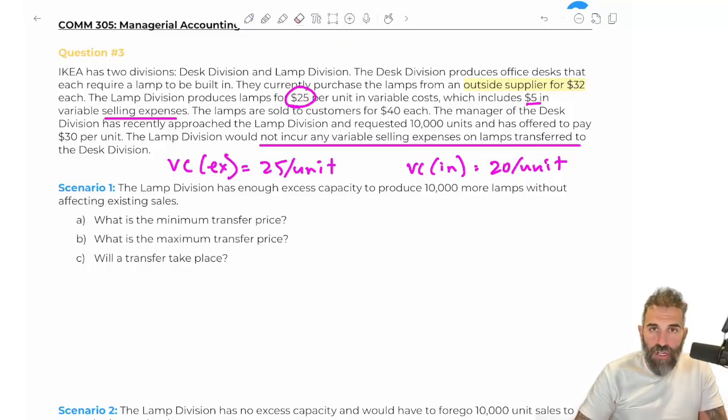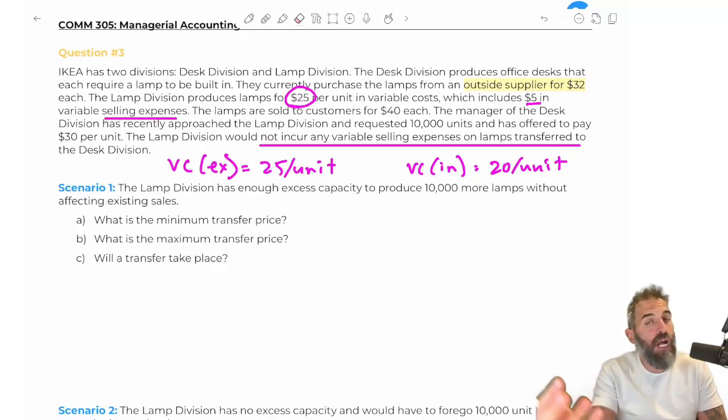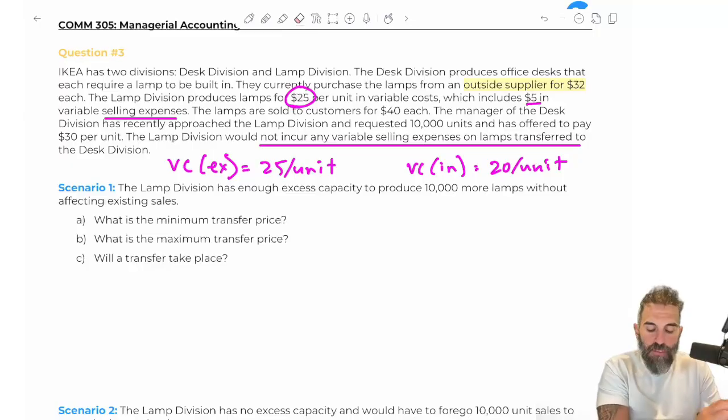Just read your question carefully. How could it be more, right? That's a question I always get. Imagine that it said the lamp division would have to adapt the lamp to fit the desk, and that would incur a cost of $6 per unit. So the internal cost could actually be higher. There's no rule that says it has to be less. The point is that if you just read your question carefully, the information will be there.